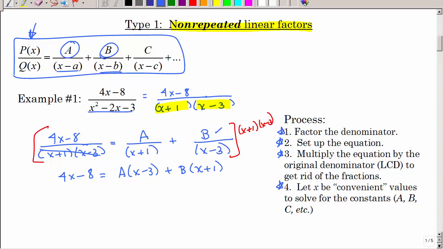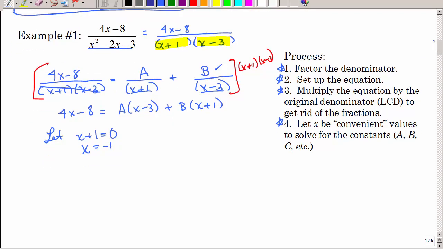Now step 4. Our goal is to solve for A and B. What were those two constants? We're going to take this equation and we're going to let x be what's called convenient values. And the most convenient values is to look back here and say what would make those equal to 0. So we're going to let x plus 1 equal 0, or in other words, we're going to let x equal negative 1. And we're going to plug that back into that equation.